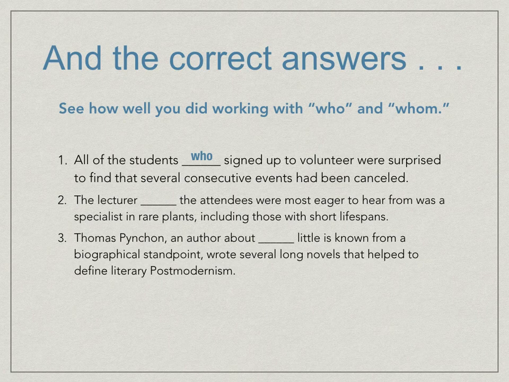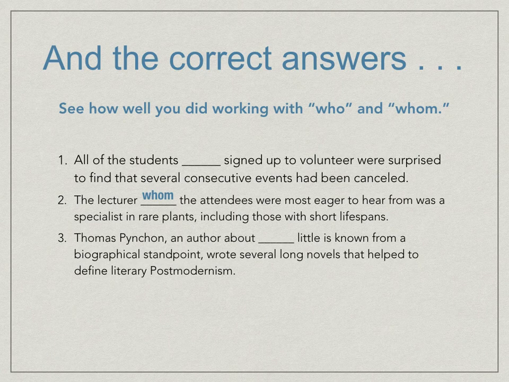For the next one, the lecturer, well, then blank, the attendees were most. Okay, is this lecturer going to be performing an action? Well, later in the sentence, yes, was a specialist, but that's not what we're looking for. Instead, we get this phrase, the attendees were most eager to hear from, and it's from that clues you in that it should be whom, because we have someone not who's performing an action in the nearby construction, but some other group is thinking, okay, this person is important.